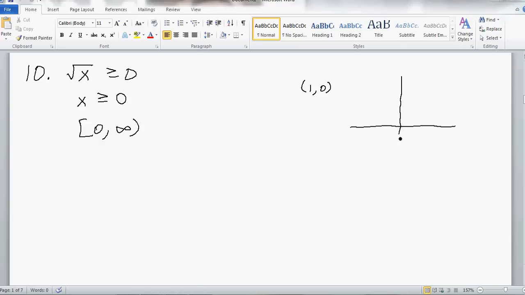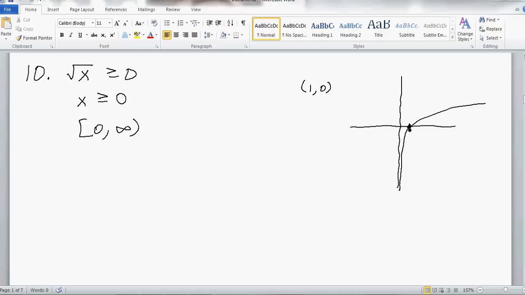So this is what the parent graph looks like for the logarithm. We know it goes through the point 1, 0. X equals 0 is a vertical asymptote, and what it looks like is it'll go through 1, 0, and then it comes out and starts to look like a square root, but it's not. It's a logarithmic graph. And so this is what the parent function looks like.